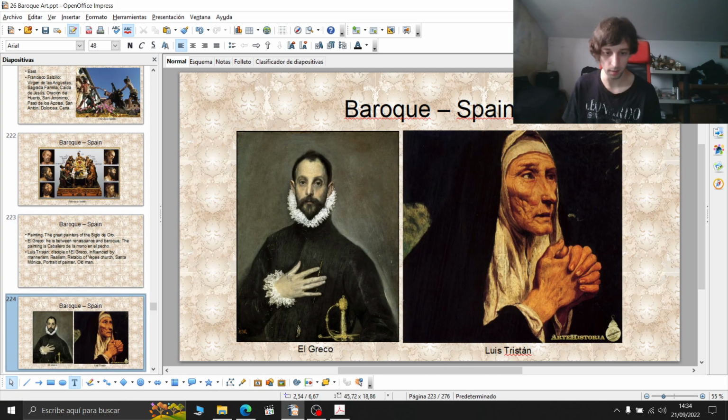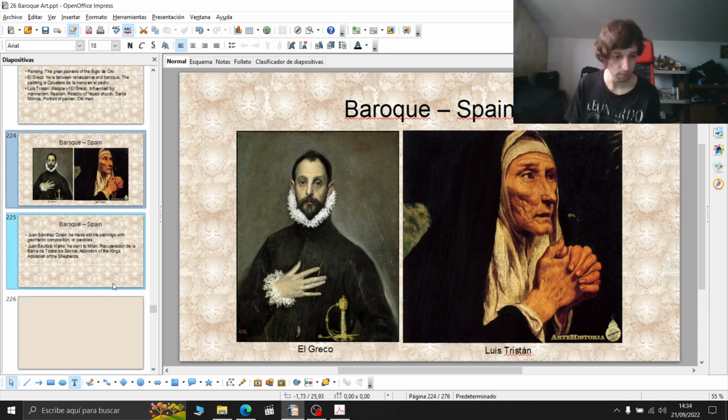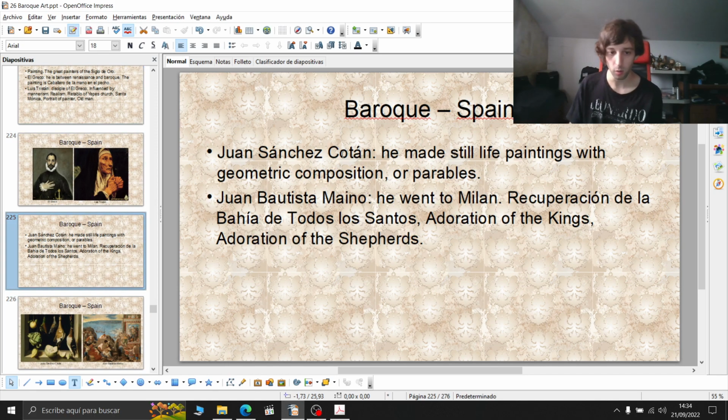So El Caballero de la mano en el pecho, El Greco, is the knight of the hand in the chest. And this Santa Monica is very realistic because of the details in the face. Juan Sánchez Cotán, he made still life paintings with geometric composition or parabolas.